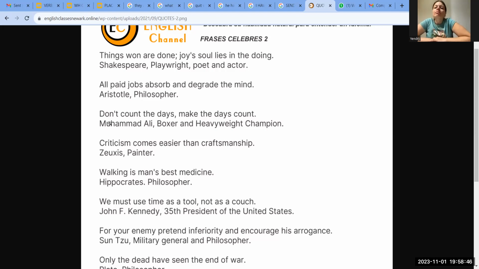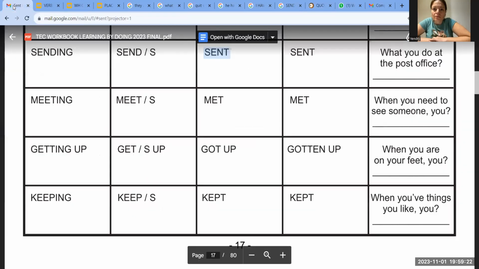Okay, so let's practice some pronunciation. Please repeat: count, days, make, count. Okay, now please read after me. Don't count the days, make the days count. Don't count the days, make the days count. Okay, so to interpret it into Spanish, it will be no cuente los días, haga que los días cuenten. And that's from Muhammad Ali. So, all right, very good.